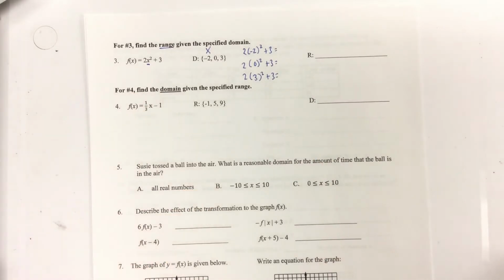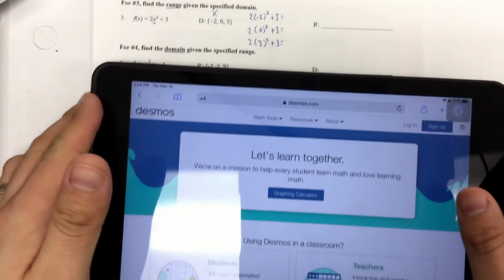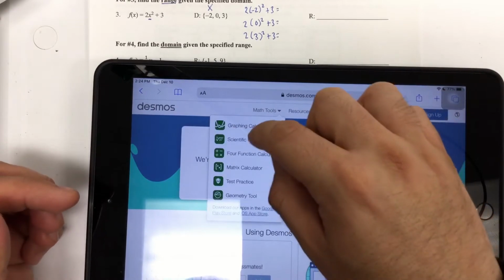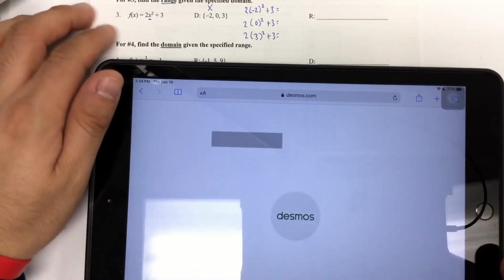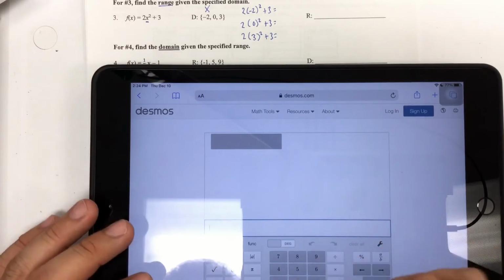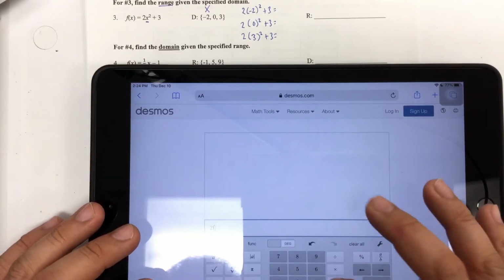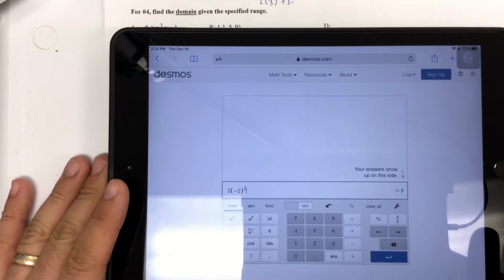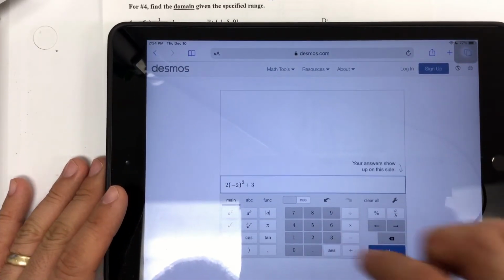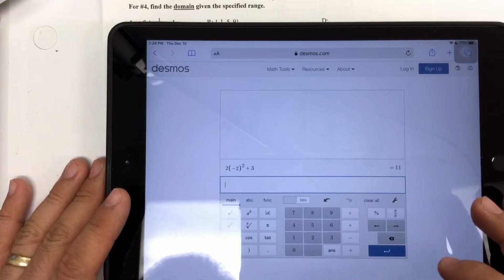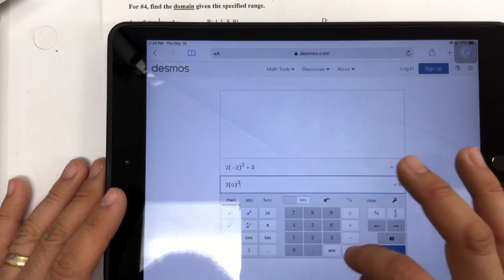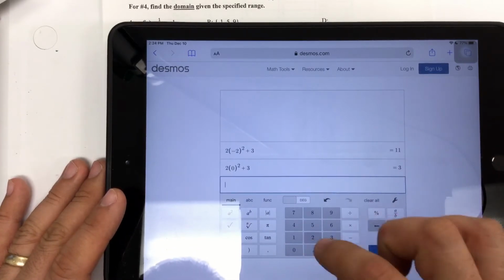And now you can type this into a calculator. I have this here, so I'm probably just going to use Desmos real quick to plug it in. So you can go to Math Tools from Desmos.com, go to Scientific Calculator, and we'll just type these in. Hopefully you can see what I'm typing in there. Plus 3. So there's the first one. There's the second one.